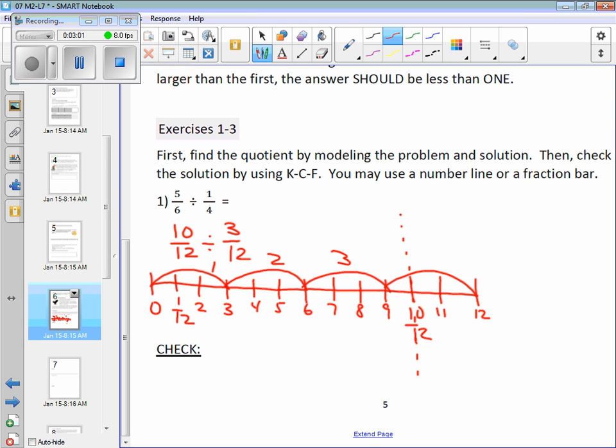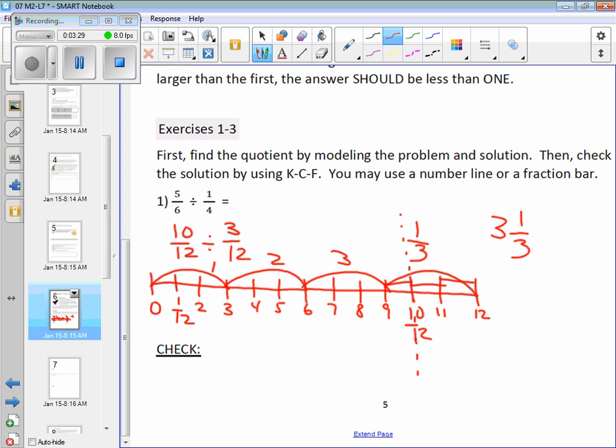Take a look. Close. Here's 1. So we know it's 1 out of something. Count with me. 2. 3 and 1/3 is our answer. Okay? Did you get 3 and 1/3? Let's prove it with keep, change, flip.